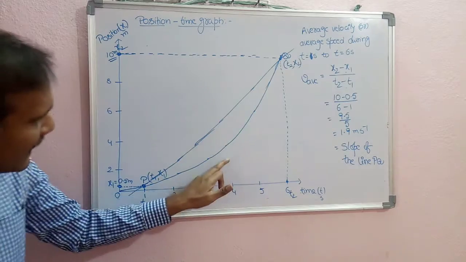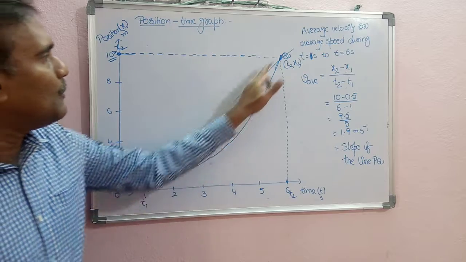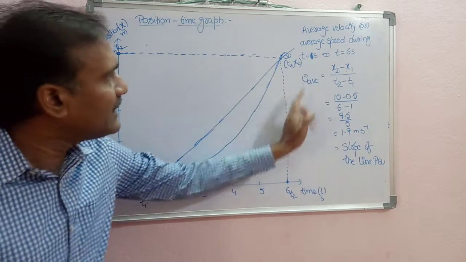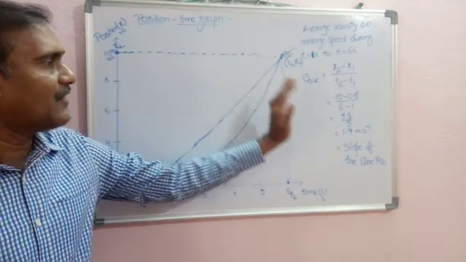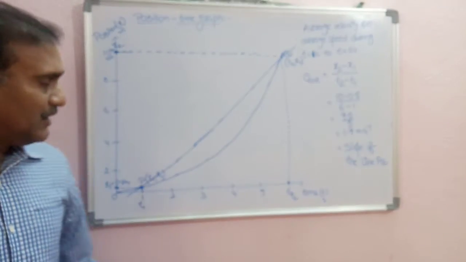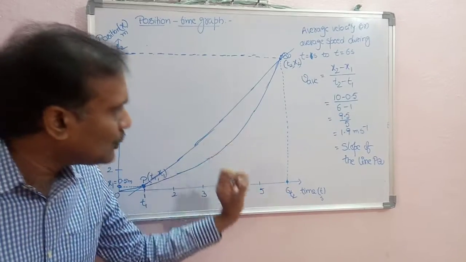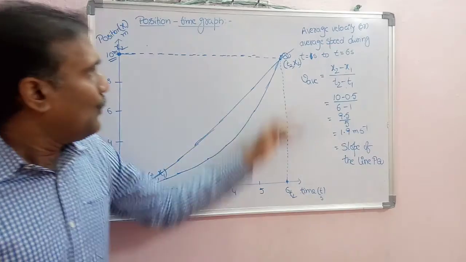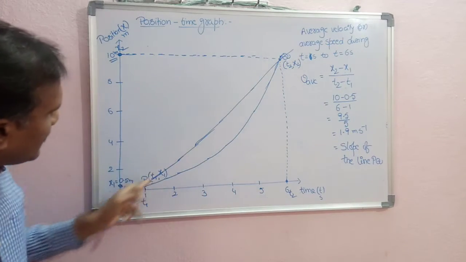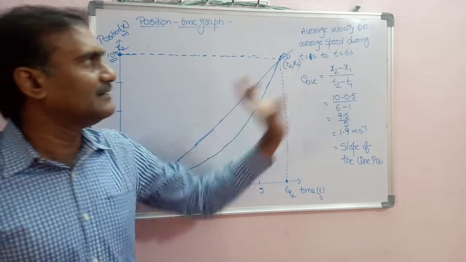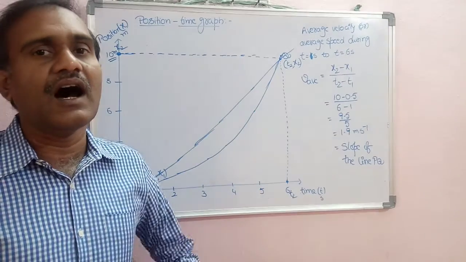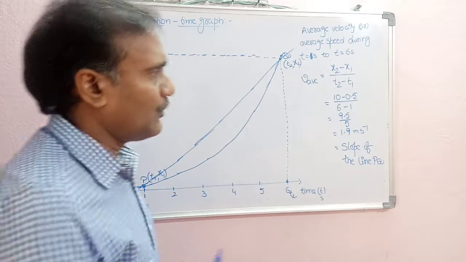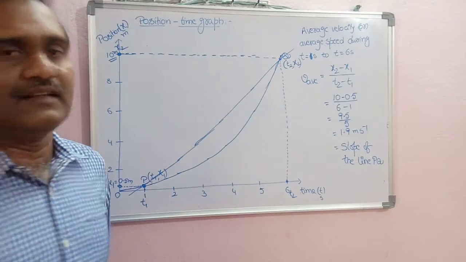Okay, in this graph, the slope of the line PQ indicates average velocity or average speed. During this time interval, if you want to calculate average speed or average velocity, we can draw a line in this manner. Its slope indicates average velocity or average speed. Remember that. Okay, we will do another example.